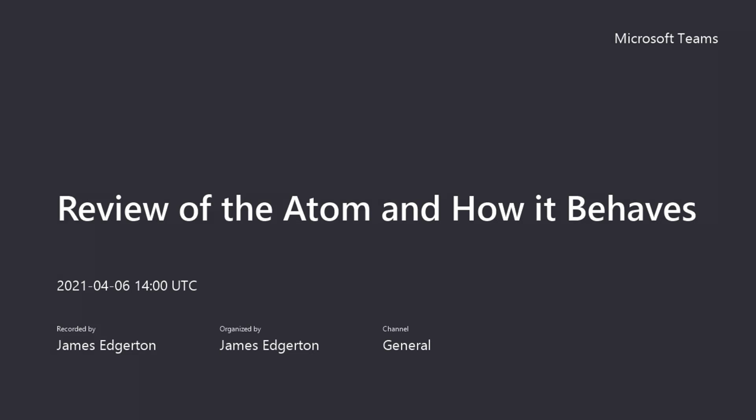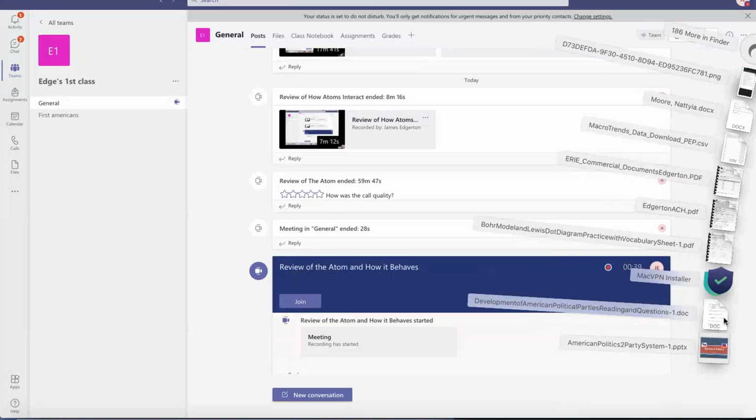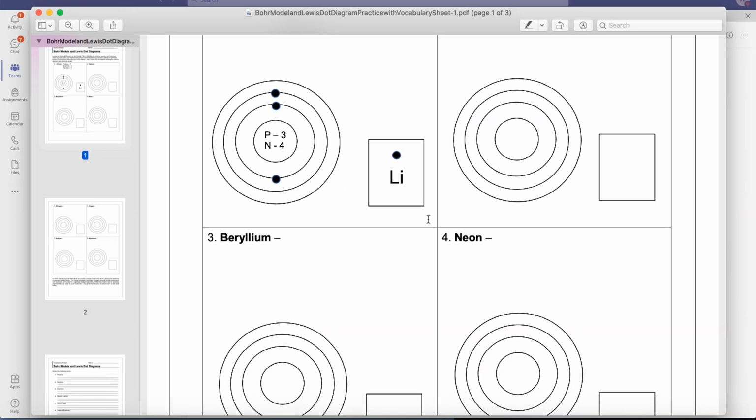The atom, how the atom behaves. I'm going to share my screen and bring up a Bohr diagram here. Okay. So we have 14 questions today.